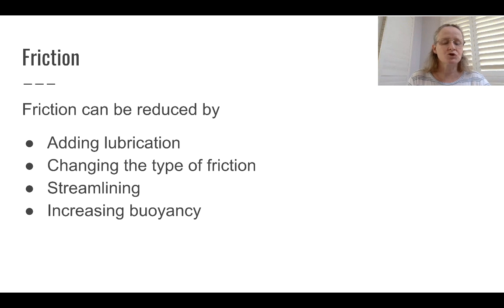You can make things more streamlined, and if you increase buoyancy and move the object up out of the water, you can reduce the friction so that you're trying to push through air rather than pushing through liquid. And that's one of the technologies they use to make advanced swimsuits, make the swimmer more buoyant and take them out of the thick water and into the thin air.